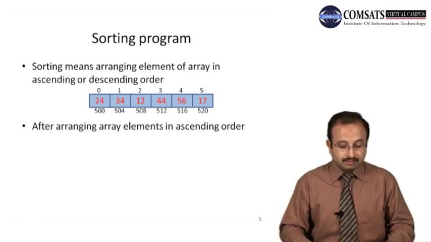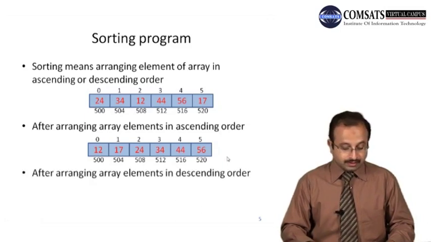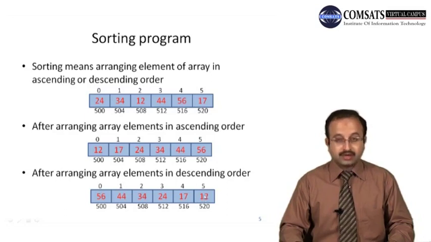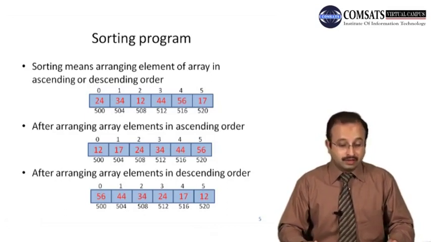After arranging array elements in ascending order, the smallest element should come first and the largest at the end. So this is the array arrangement in ascending order, right? And after arranging array elements in descending order, this is the array arrangement in descending order. The largest element comes first and the smallest element comes at the end position. This is sorting of an array.